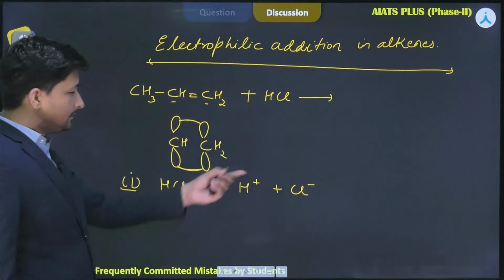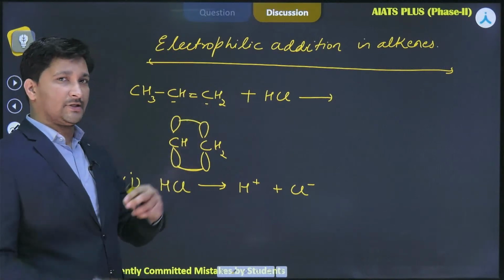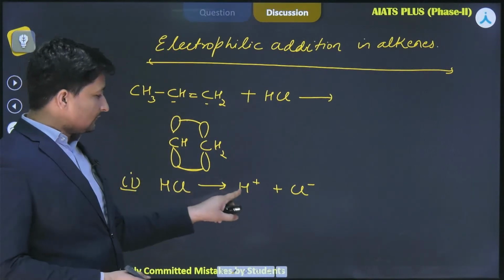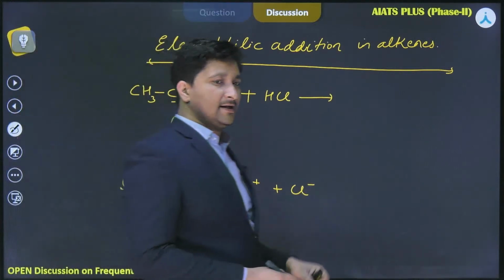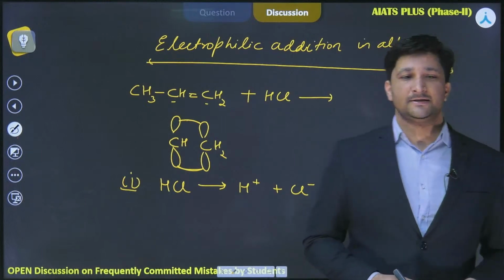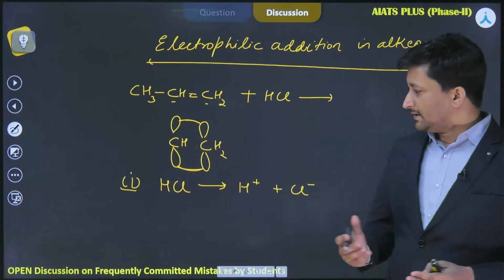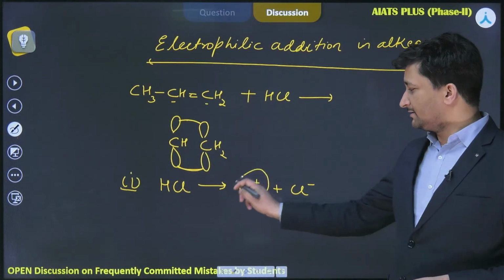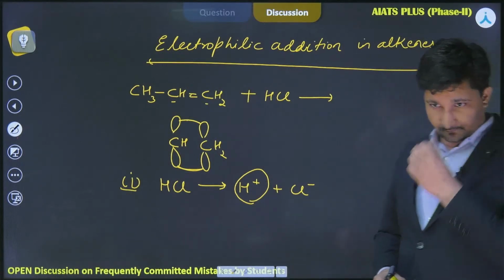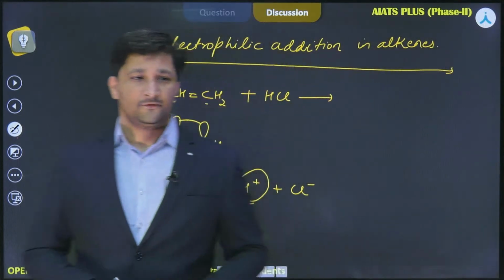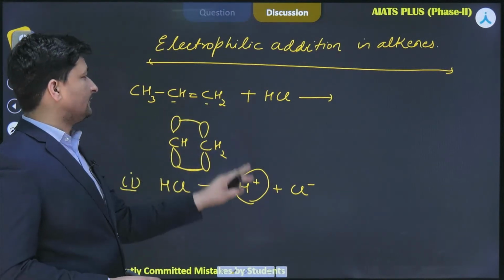Now see, you can see here that this carbon has pi electrons which are above the plane. Out of this H+ and Cl-, which will act as an electrophile? Yes, write in the comment section. Which has more tendency to get attracted towards electrons? Definitely the one having the positive charge. Yes or no? So definitely this H+ will attack this center.